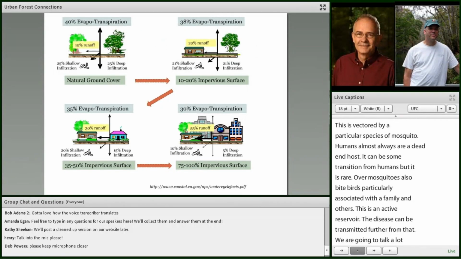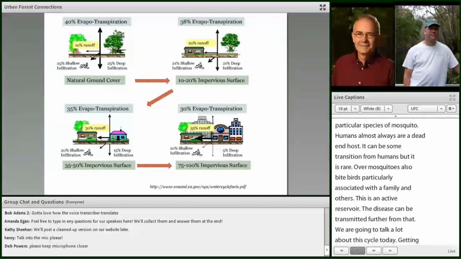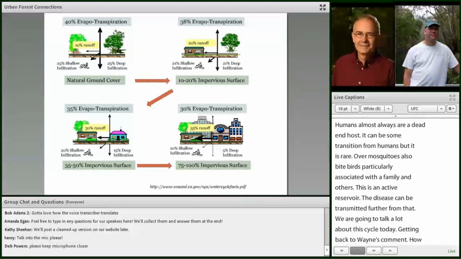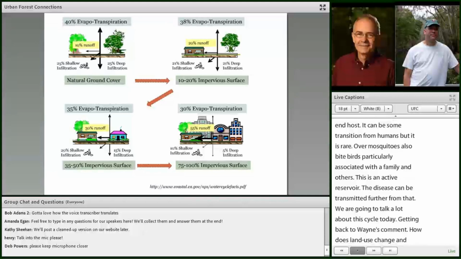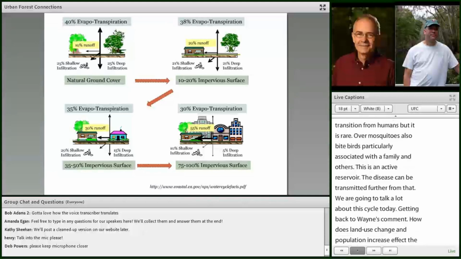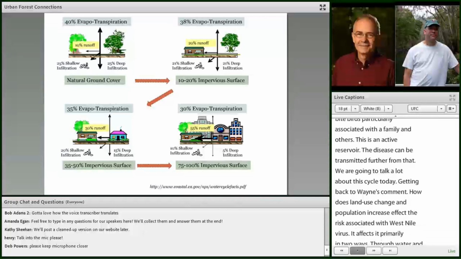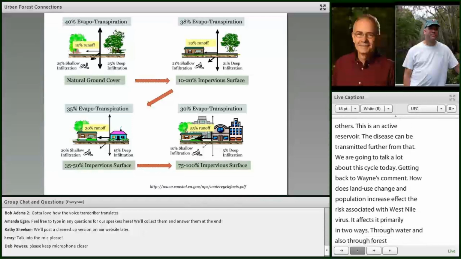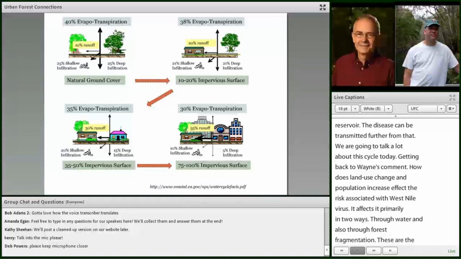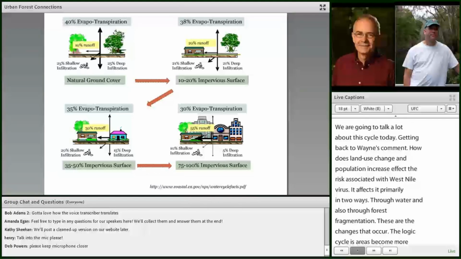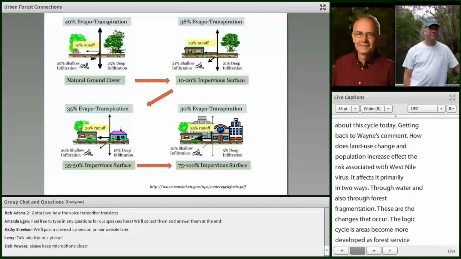Getting back to Wayne's comment, how does land use change and population increase affect the risk associated with West Nile virus? It affects it primarily in two ways, through water and also through forest fragmentation. For example, here, these are the changes that occur in a very simple hydrologic cycle as areas become more developed, as impervious surface increases.